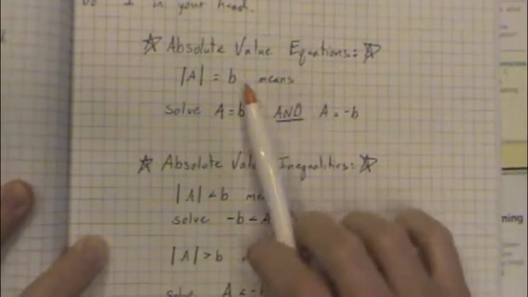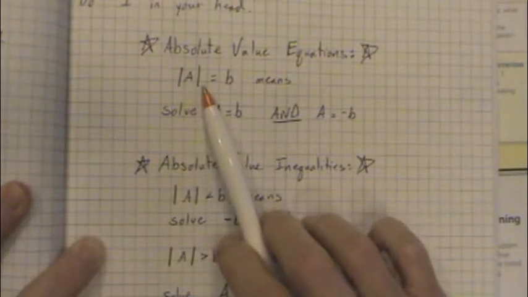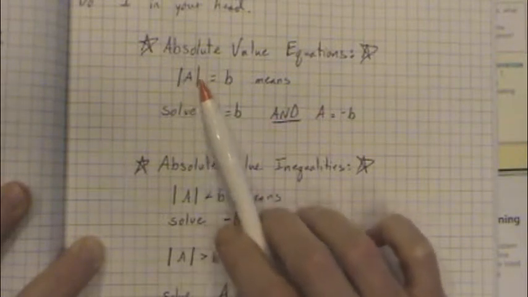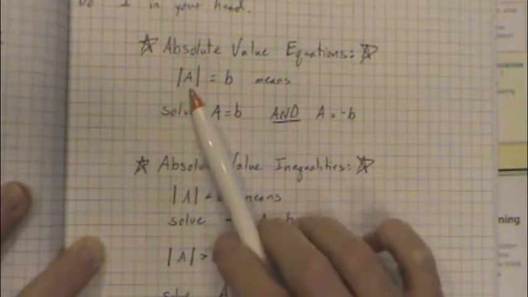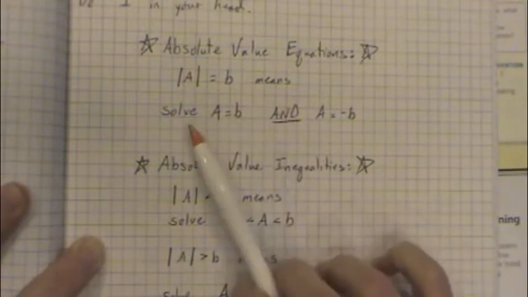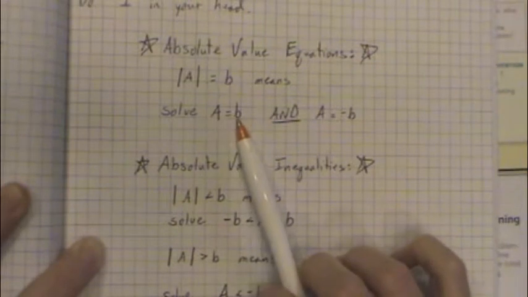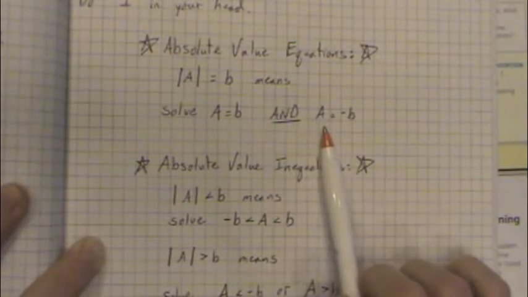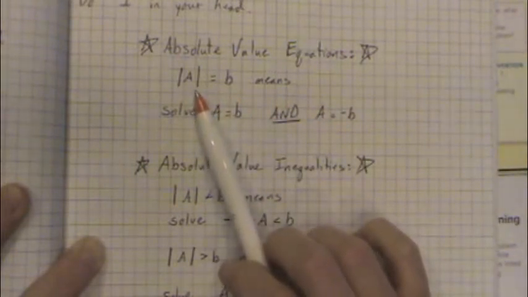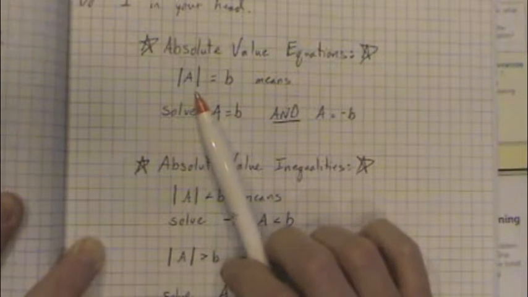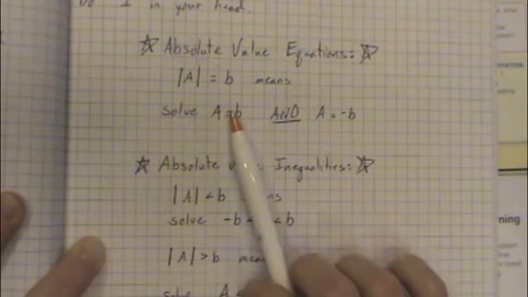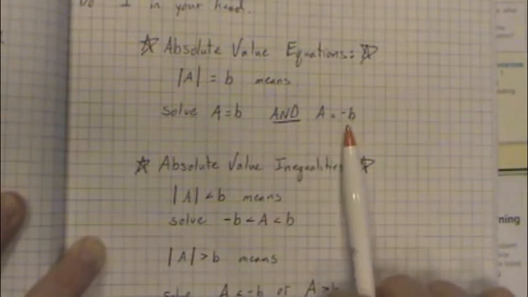An absolute value equation, this a here is substituting for any kind of phrase. It could be 3x minus 2. As long as it's inside the absolute value signs, it could be anything. The absolute value of something on one side equals b means that you have to solve two things. You have to solve the equation for a equals b, and you have to solve the equation for a equals the opposite of b. Because remember, the absolute value signs stand for distance from 0 on the number line. And there are two things with that distance from 0 on the number line: positive and negative.